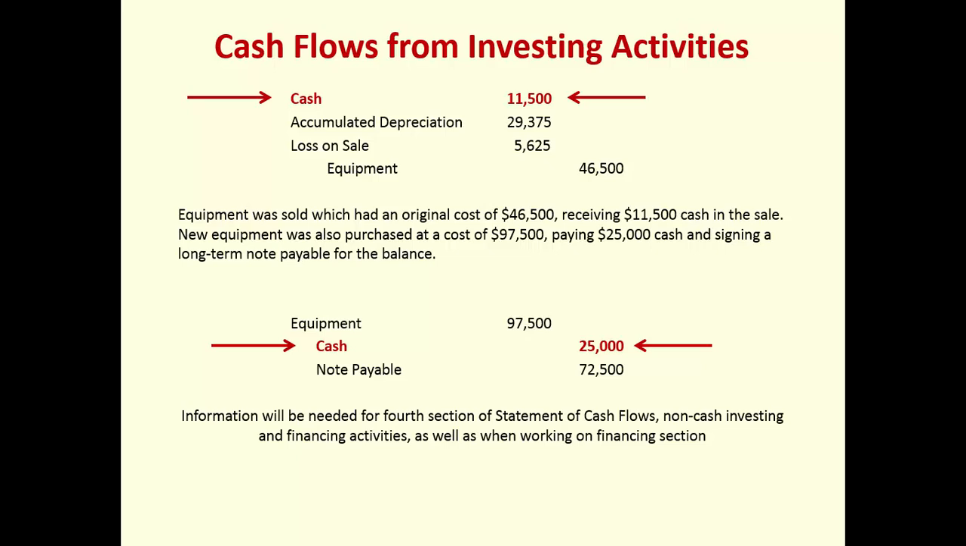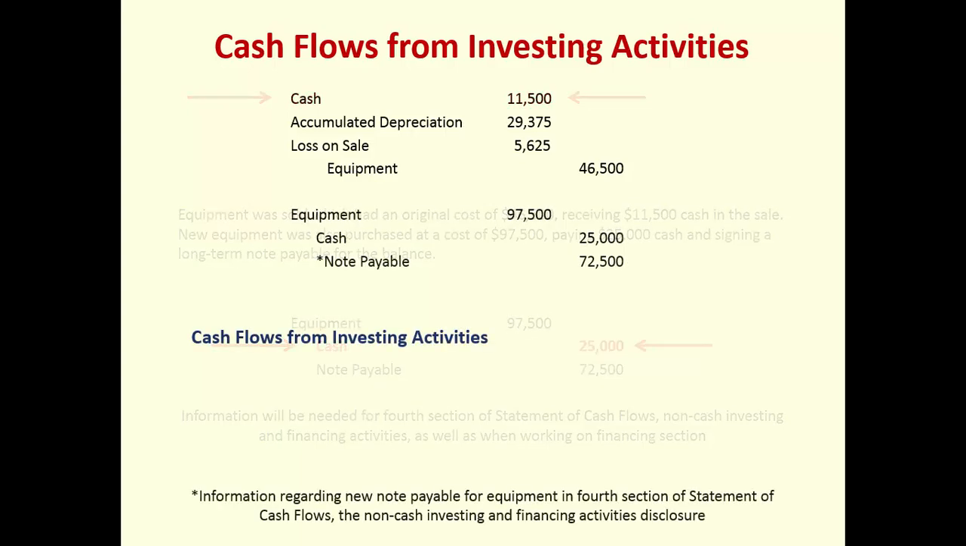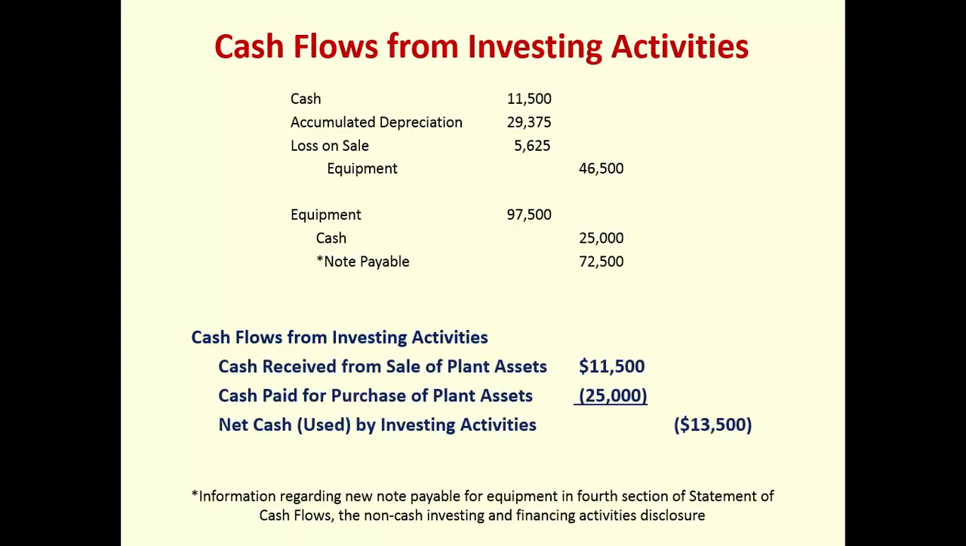Using the direct method, recreate your journal entries so that you can prove what happened to cash. $11,500 came in, $25,000 went out, and that is what goes on the statement of cash flows. This is net cash used by investing because it's a negative number. Save that other non-cash information for the end.